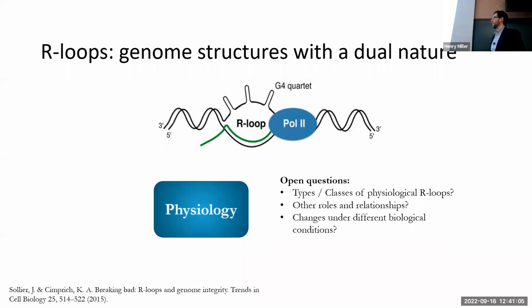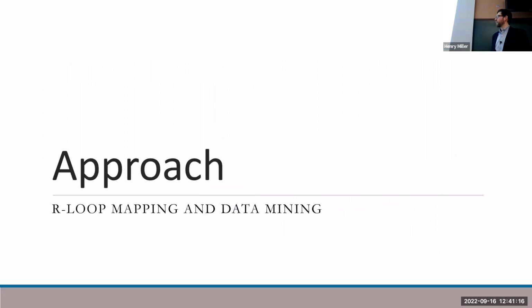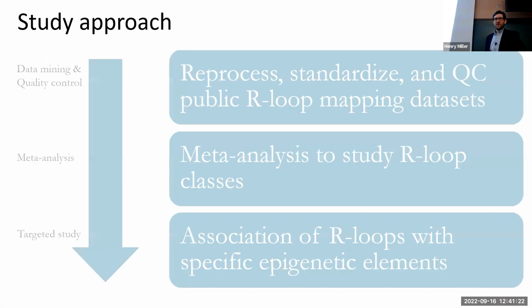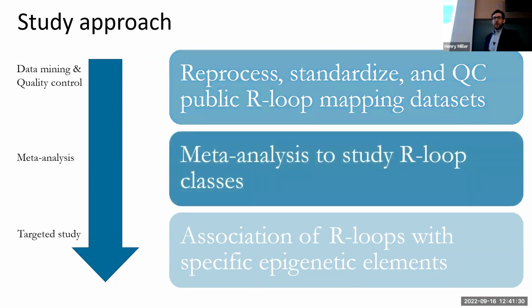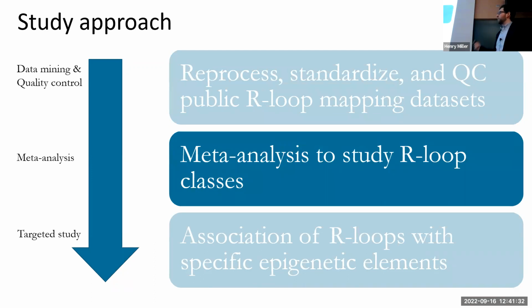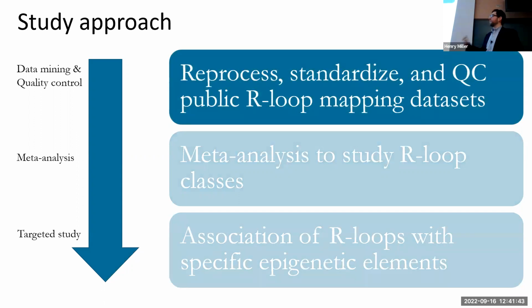And so these were some of the questions that I wanted to address during my dissertation, and in particular, trying to understand what are the other epigenomic roles and relationships of R loops. Okay, so the approach that I took involved R loop mapping and data mining. And very basically, this approach began by reprocessing, standardizing, and quality controlling R loop mapping data sets, moving on to a meta-analysis to study R loop classes, and then finally wrapping up by looking at the association of R loops with specific epigenetic elements.